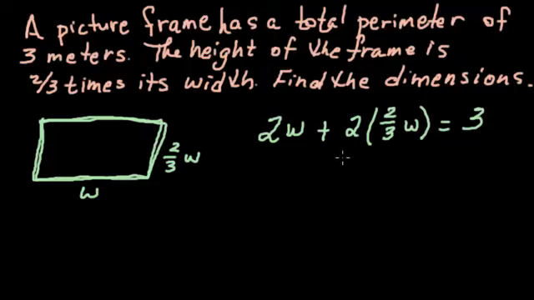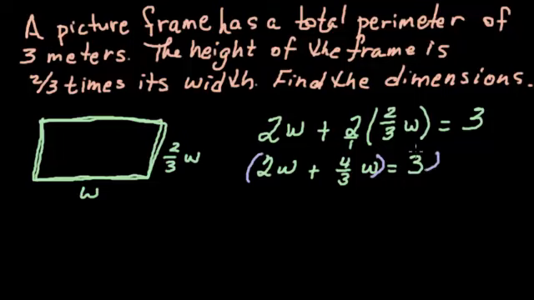So I'm going to do this little calculation here. I have 2W plus, I'm going to do this multiplication. This is the same as 2 over 1. So I'm going to write 4/3 W equals 3. Now I'm going to use a technique that I learned in the previous section to get rid of my denominator so I don't have to fool with getting a common denominator. I'm going to multiply both sides by 3.